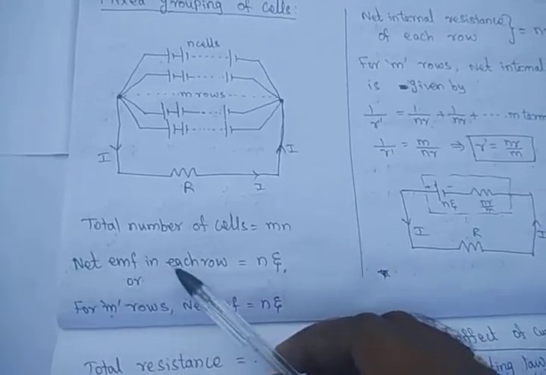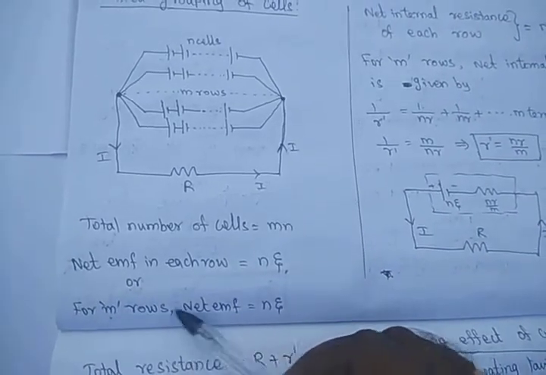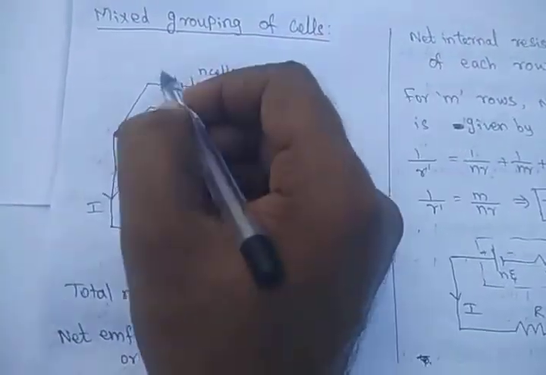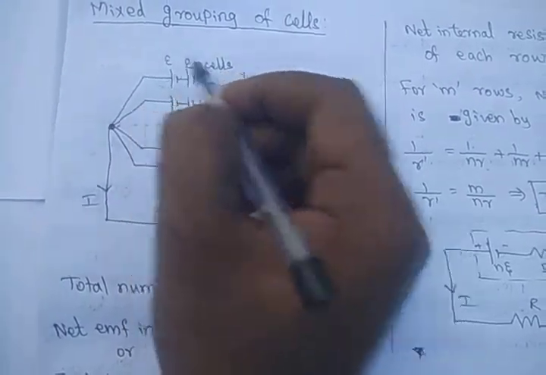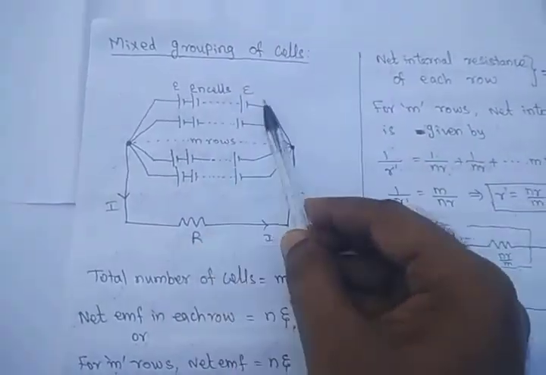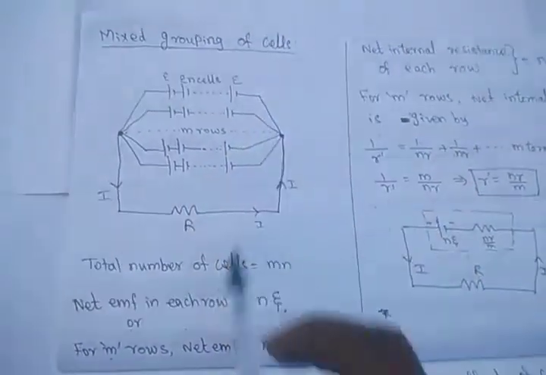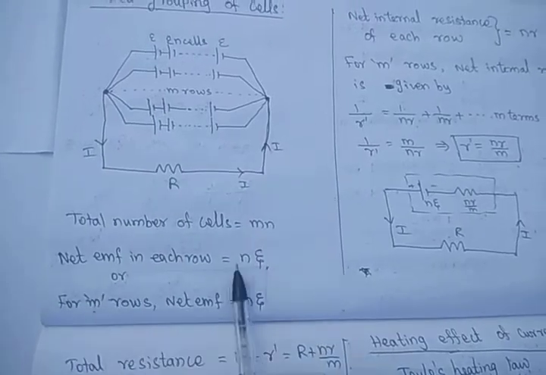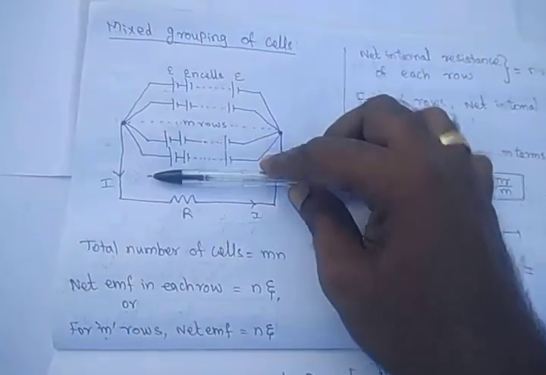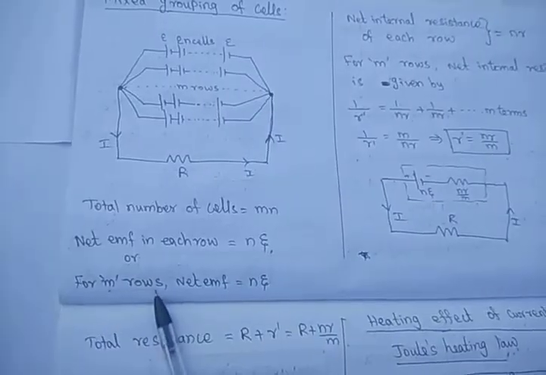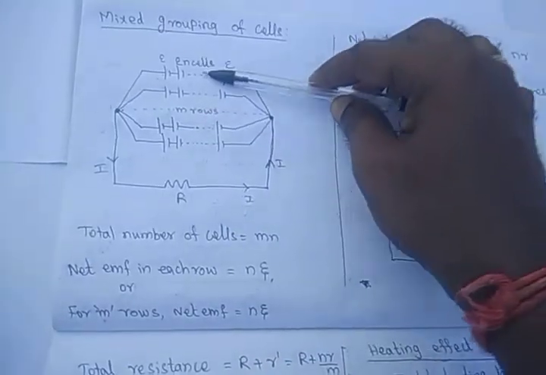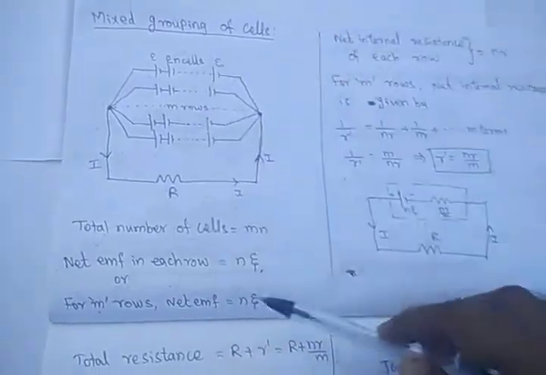Now the net EMF. Listen students, what is the total EMF in one row? The first cell has EMF E, the second cell also E, the third cell also E, all the cells have the same EMF. So with n cells, we get nE, that is the total EMF in each row. Since the rows are in parallel, the net EMF for m rows is nE only, because in parallel connections the voltage is constant.